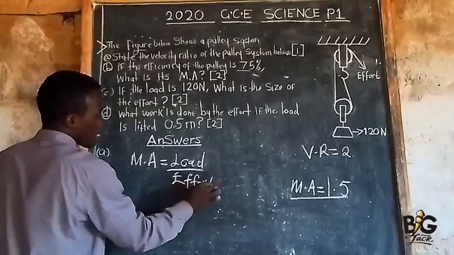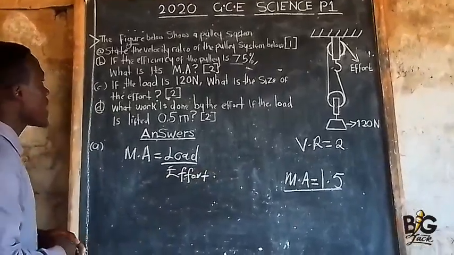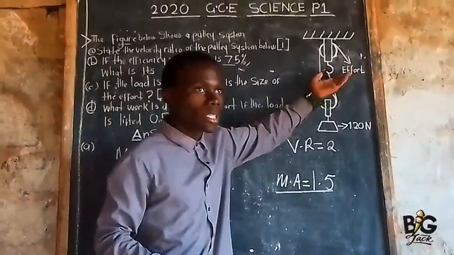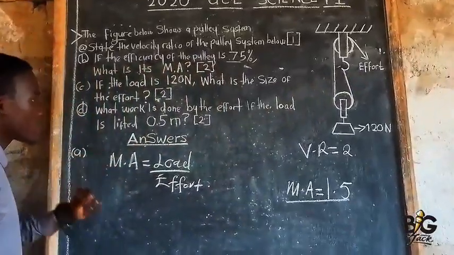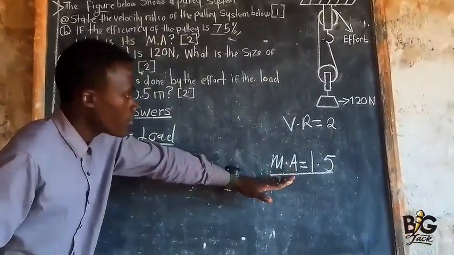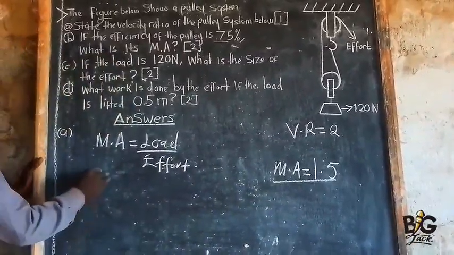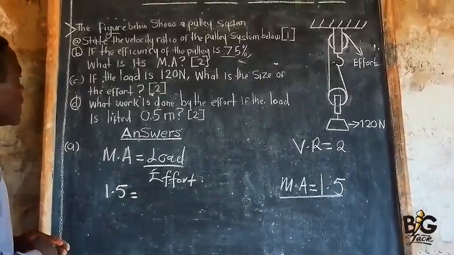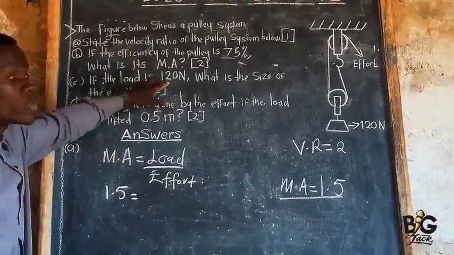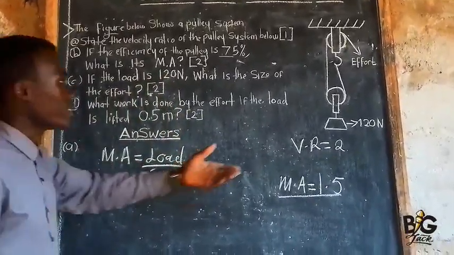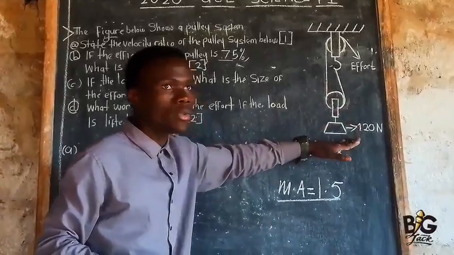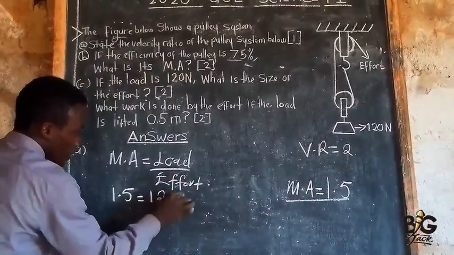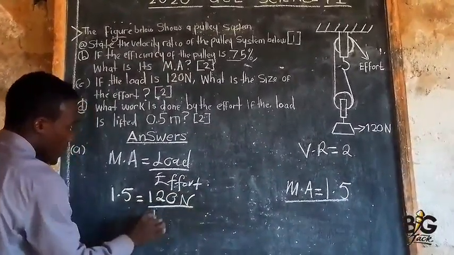Load over effort. Now, this question is asking us to calculate the size of the effort which was applied to this pulley system. Since we know that the mechanical advantage that we have here is 1.5, we are going to say 1.5 is equal to. Then from the same question, we have been given the load, which is what? 120 newtons, or we can get the load from this pulley system, which is 120 newtons. So we are going to say 120 newtons divided by effort.